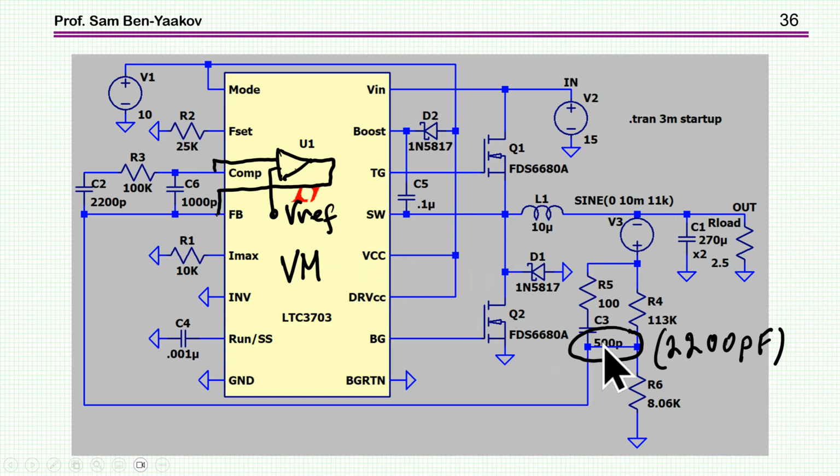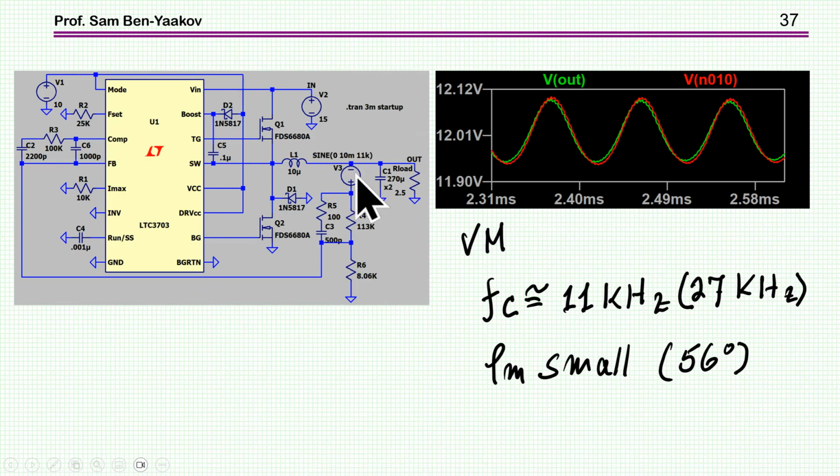And I am now corrupting the phase margin by changing this capacitor from 2.2 nanofarad to 500 picofarad, okay? And checking now again with this poor boy approach, I find that indeed the phase margin is very small, very difficult to estimate. They're just about one on top of the other, so maybe it's like 10 degrees or 15 degrees, while in the original design it's 56 degrees. Here it's very small. And also the crossover frequency is now 11 kilohertz, while it was 27 kilohertz. So it's a bit different.